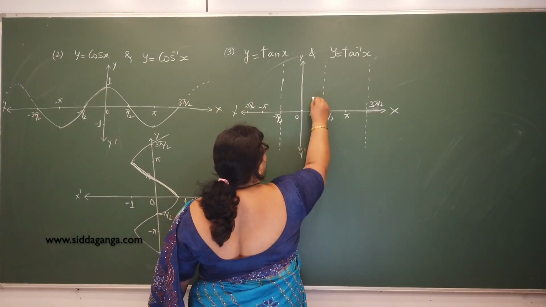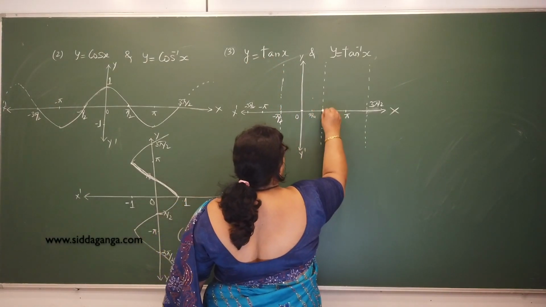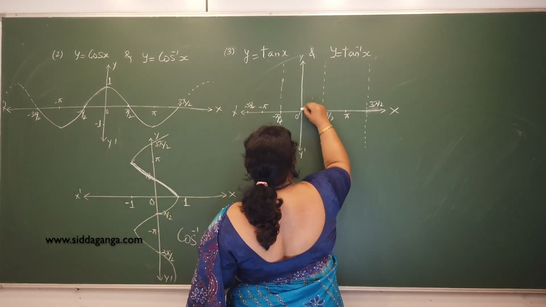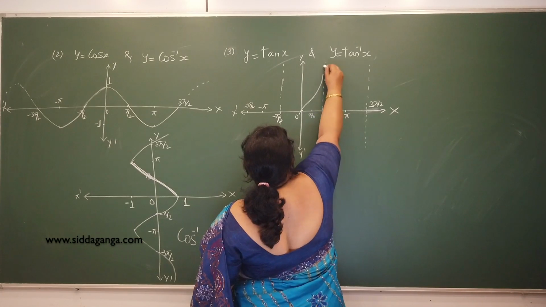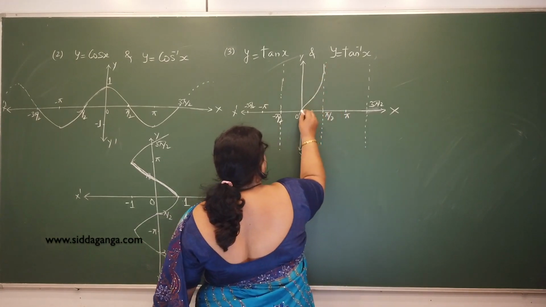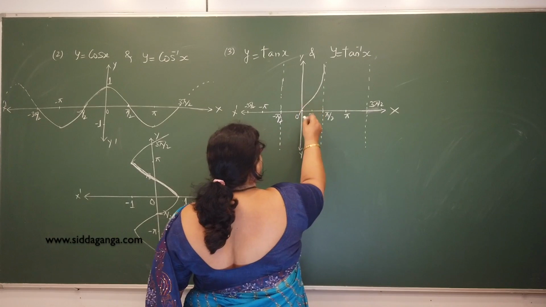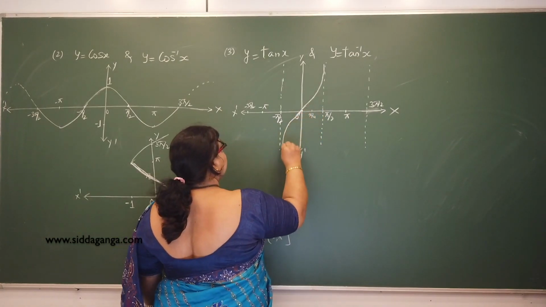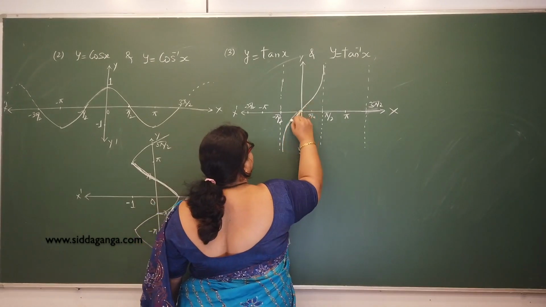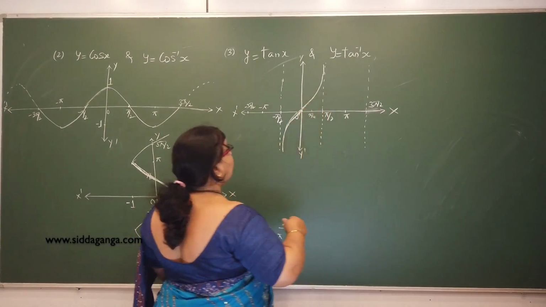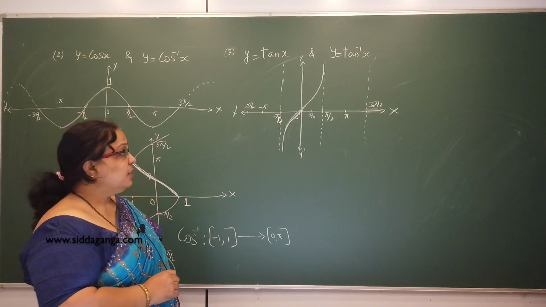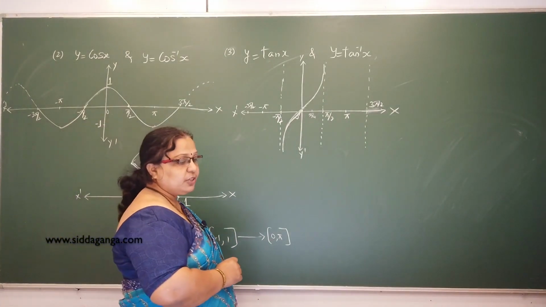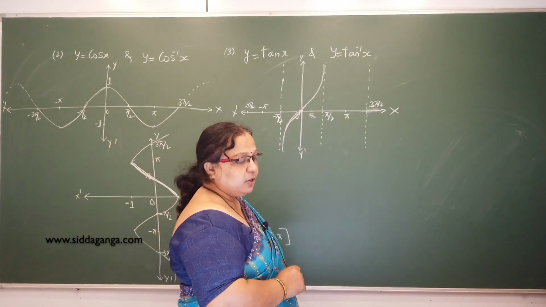From 0 it comes to 1 here. So tan 90 degrees is infinity, which means not defined. So the graph goes like this, it should not touch here, that is why. Next, tan of -pi by 4 is -1. So it comes like this. So this is the graph of y equal to tan x. I have drawn only one branch. So this is the graph of the function y equal to tan x.